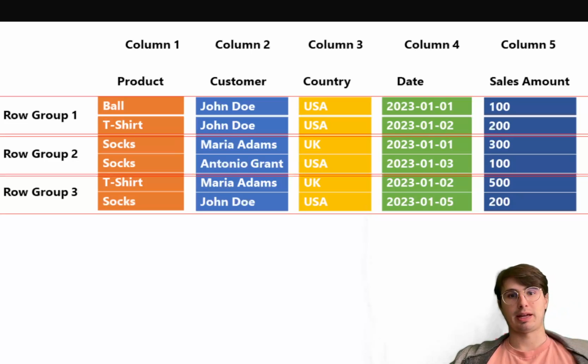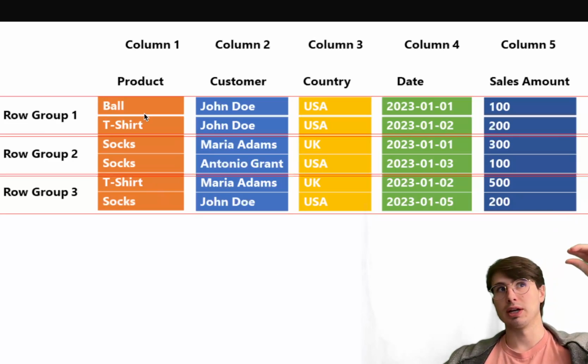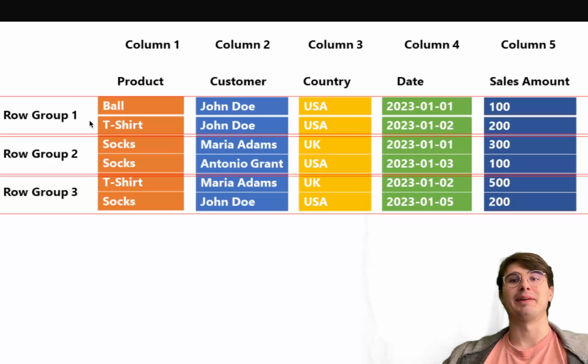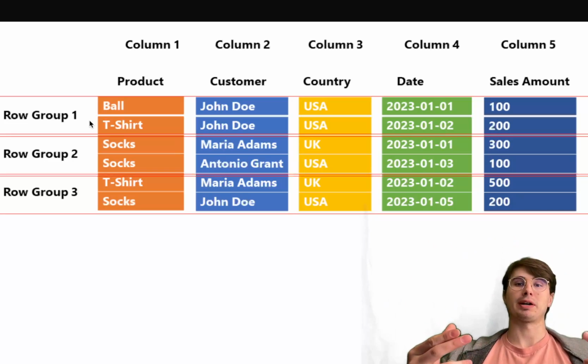And it also supports complex data types. So this row group could actually be a data type, like ball and t-shirt, this is my sports equipment, right? And that could be a nested data structure within a Parquet file.